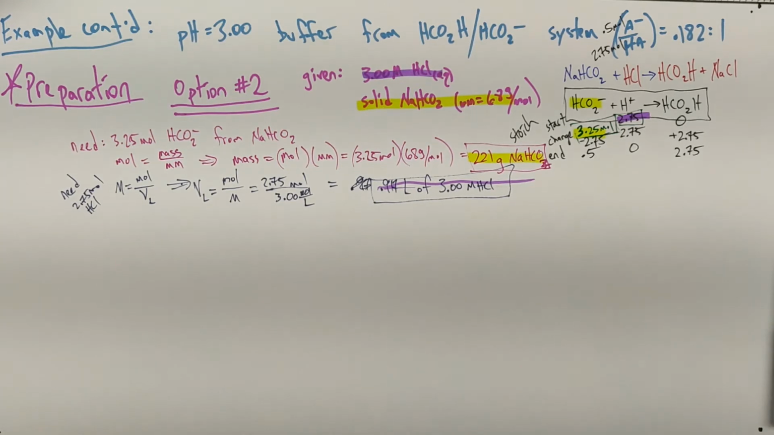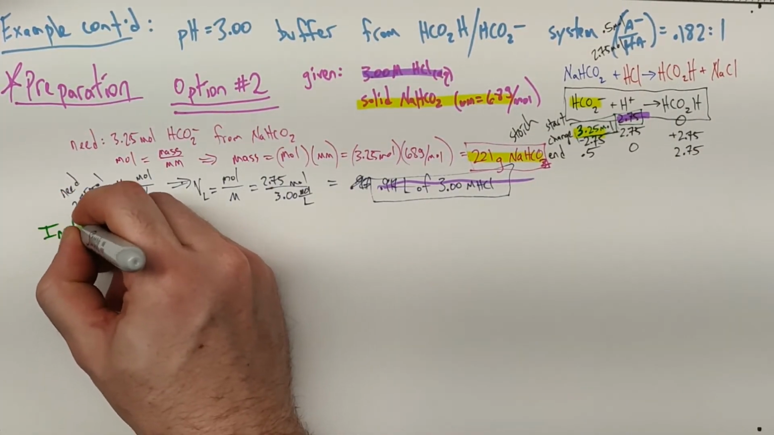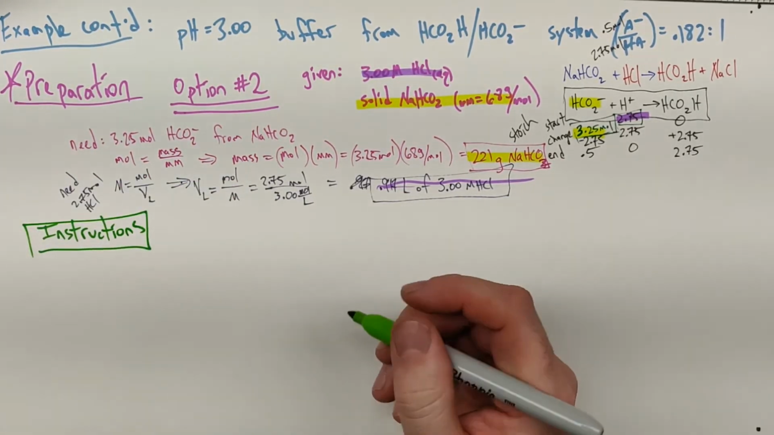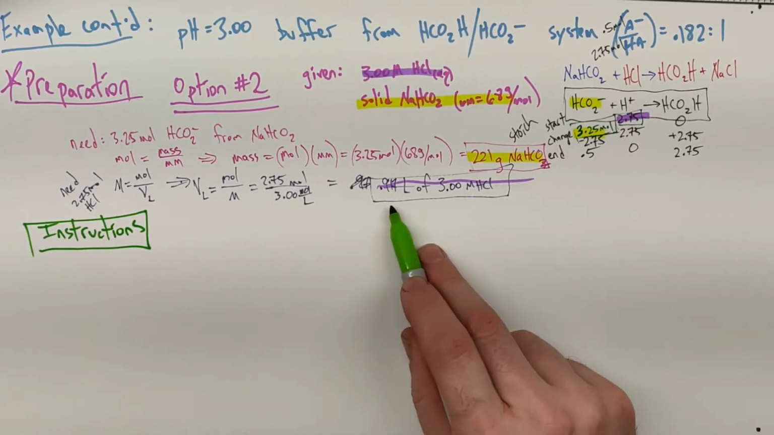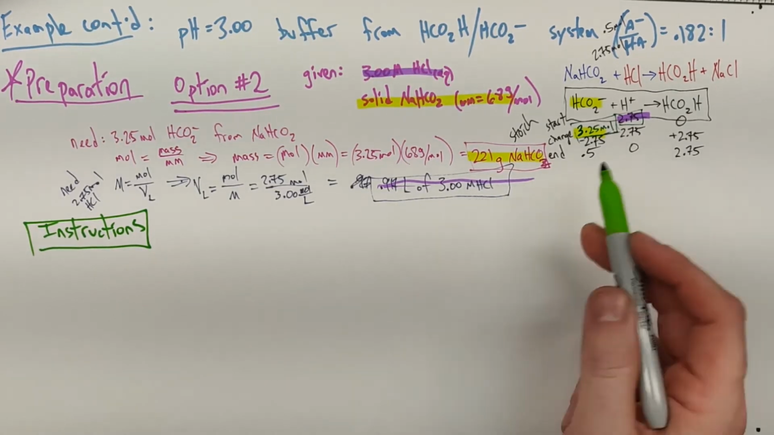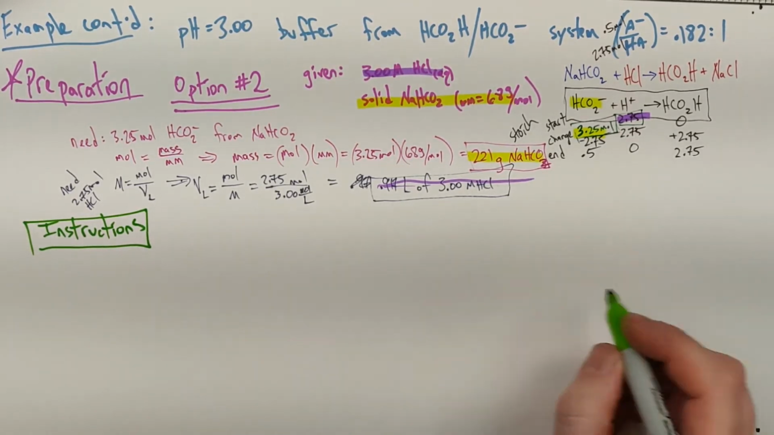Again, we're going to declare that we need 1.5 liters, not for any reason other than I needed a volume, and the volume doesn't matter. So let's write our instructions. Last time I wrote them in fancy green, so I'll write them in fancy green again. We're going to dissolve our 221 grams of NaHCO2 in the 917 milliliters of 3 molar HCl in a 1.5 liter volumetric flask, and then we're going to dilute to 1.5 liters total.